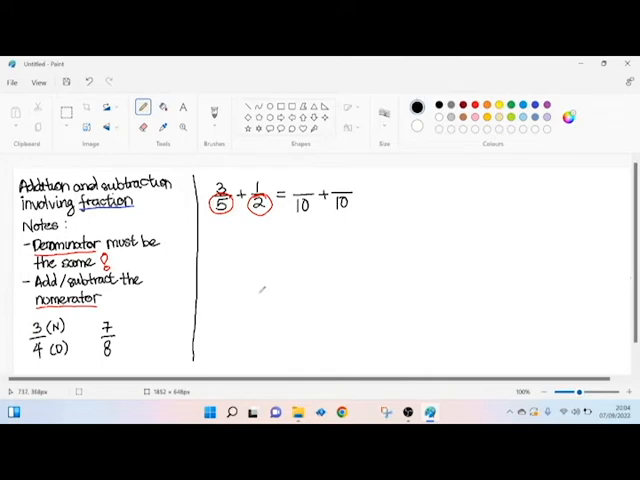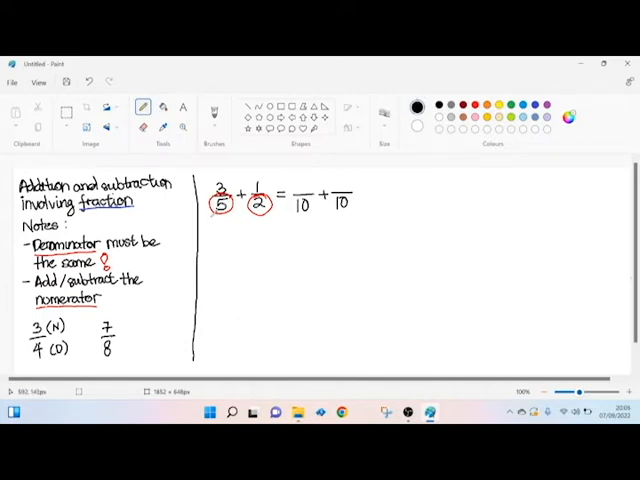Now, there is another process that you need to do here. The process to make the denominator the same. Look here. On the first fraction, the denominator originally is 5. Now you want to make it into 10. What number should be multiplied to 5 so you will get 10? Yes, that's right. You multiply this one by 2.